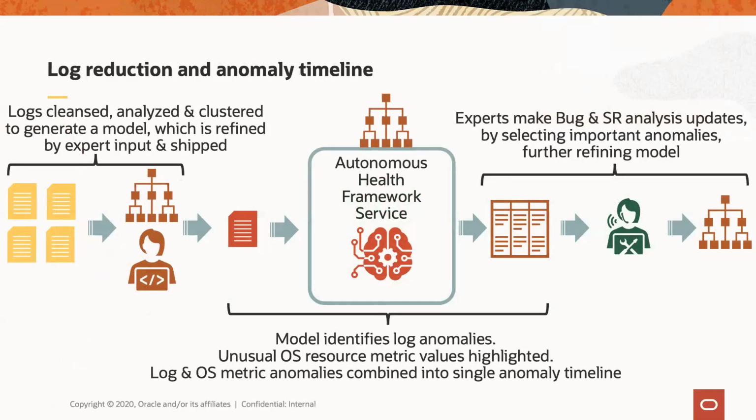So we've got the ability to take the logs, we can analyze them, we can clean this and cluster the stuff up to generate a model, and then this is shipped basically to the autonomous health service, which sits in the control plane. Now, the things that this identifies are log anomalies, metric anomalies, as well as combining both of these into a single anomaly timeline. Now, you can take this analysis and actually push this out to bugs and SRs.